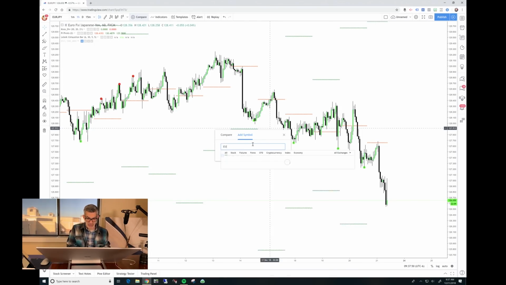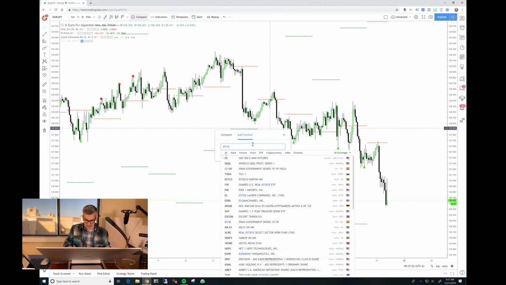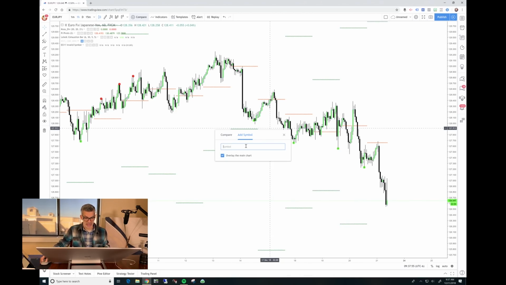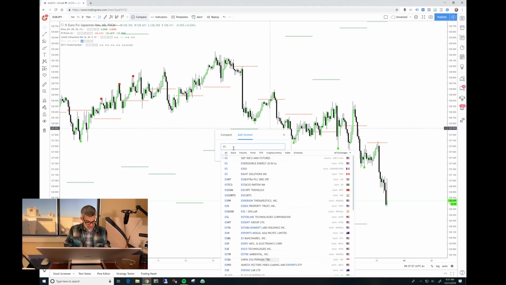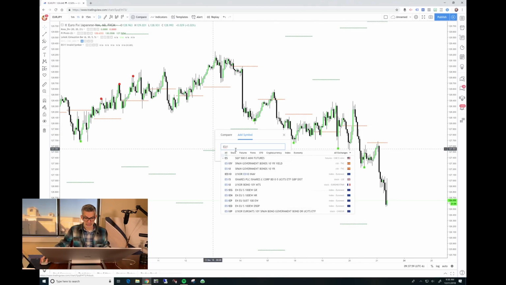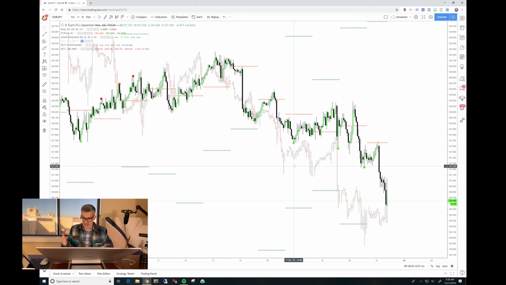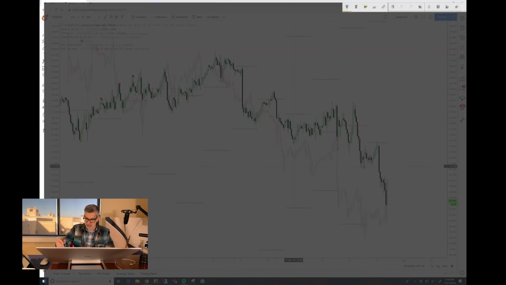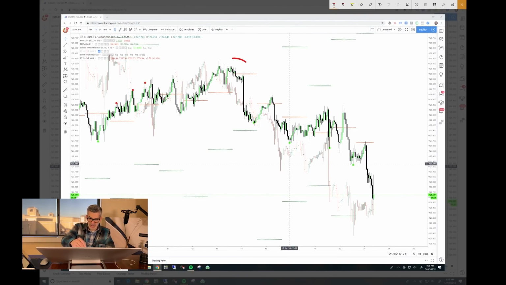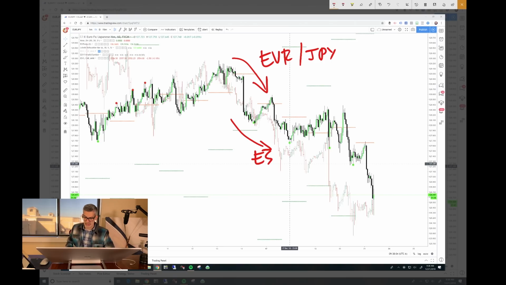For example, if we pull up a comparison here on the charts and we simply add the S&P E-minis, because they're continuous to a certain extent, so we'll go ES1 and see if we can add that as a comparison. What you'll notice on the chart in front of us right now is that as the Euro Japanese yen goes down, so goes down the ES or the S&P E-minis.